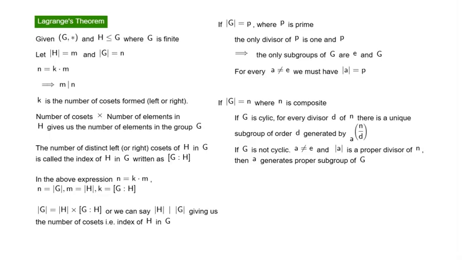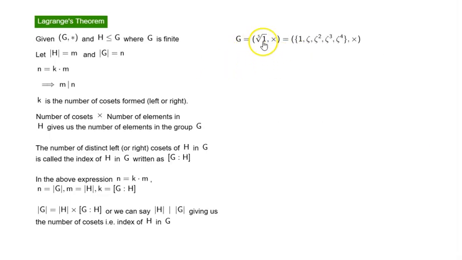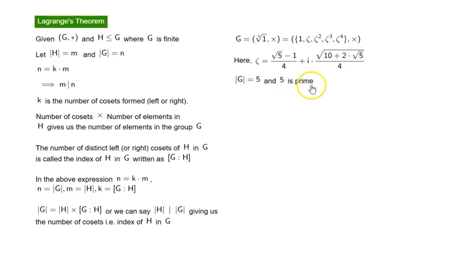Let's take the group containing the fifth roots of 1 under multiplication. So let's say that is equal to {1, zeta, zeta square, zeta cube, zeta to the power of 4} under multiplication. Now here zeta is equal to (root 5 minus 1) by 4 plus i times the square root of (10 plus 2 times root 5) by 4. The order of G is equal to 5 and 5 is prime.